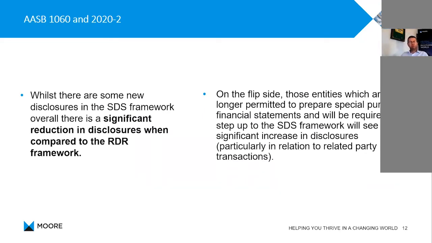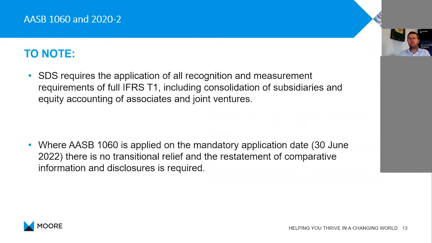So there's more or less a little bit of a reduction if you're dropping from RDR to SDS, I would say, because with RDR, you're already doing general purpose, you're meeting all the recognition and measurement. There's a bit of a reduction in disclosures, probably not that significant for most people. But on the flip side, if you are going from special purpose and stepping up to the SDS regime, then it could be a considerable amount of work, not only on the disclosure side, but also on the recognition and measurement. Because SDS requires all the recognition and measurement principles under the accounting standards, and that includes consolidation and equity accounting.